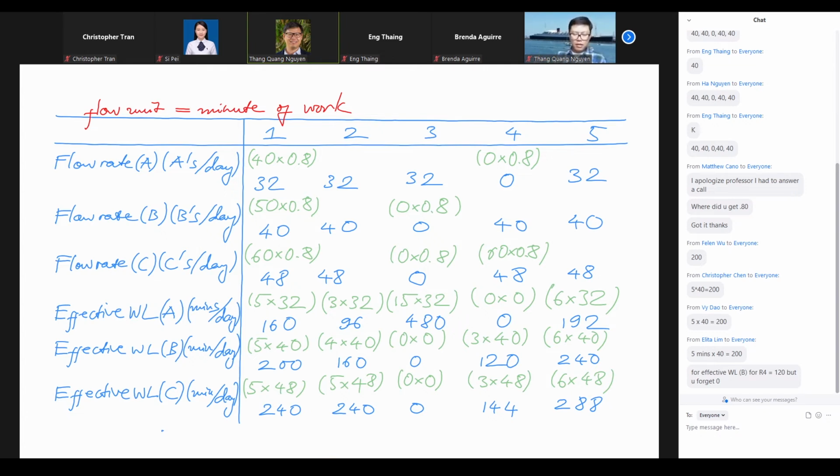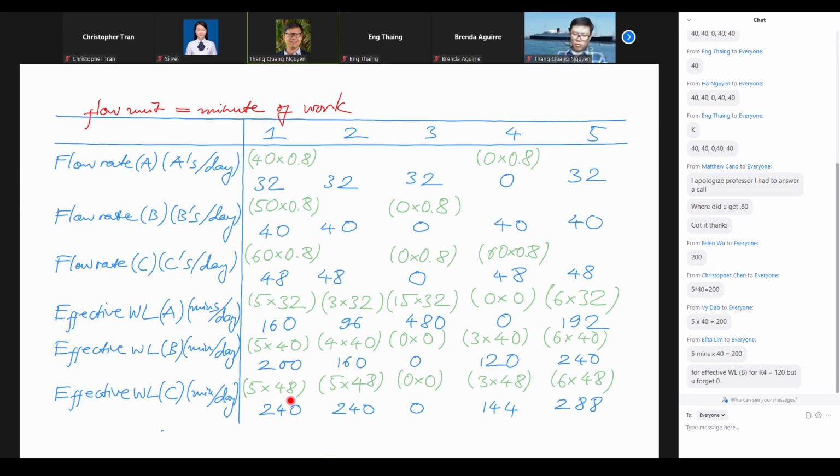So what we just did is convert the physical units into minutes of work per day. The reason is simply that we cannot add 32 ice cream with 40 burgers and 48 fries to say this is a total demand. It would be wrong to say that, because the units are different. So that's why now we convert everything to minutes of work, so that we have the same units, and then we can add them up and proudly say, this is the total minutes of work required.